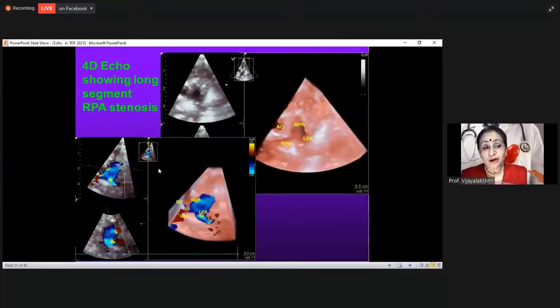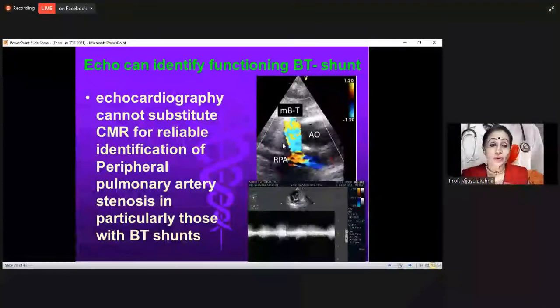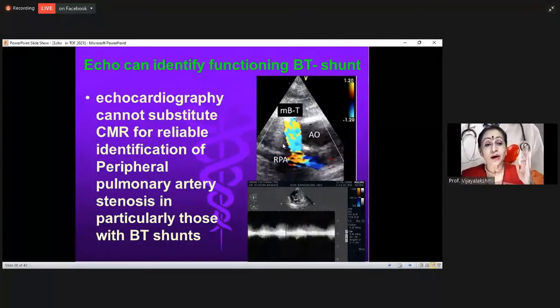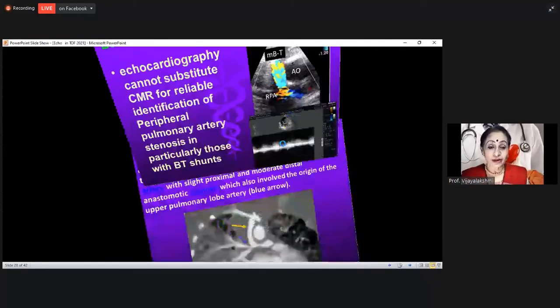Sometimes when the pulmonary artery is narrow and it is very difficult to make out, because we have to do balloon dilatation or stenting beforehand, the 4D echo is very handy. Here you can see that the diffuse stenosis of the right pulmonary artery is nicely seen. So with echo, you can identify the BT shunt, and whether the BT shunt is functioning or not can also be made out by the echo.